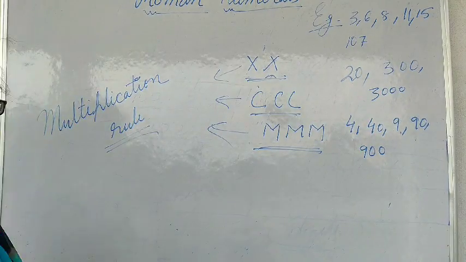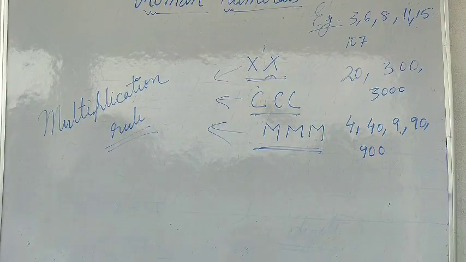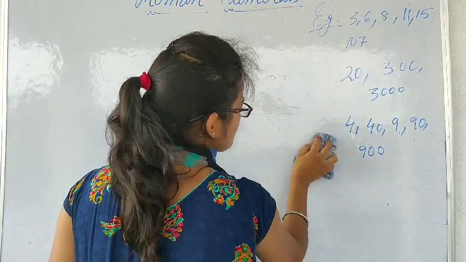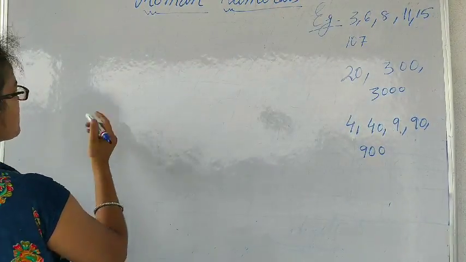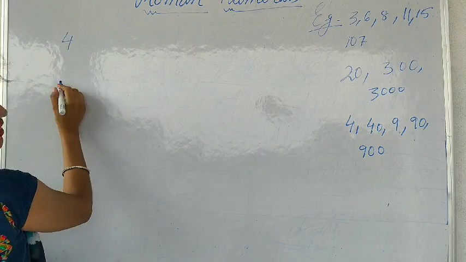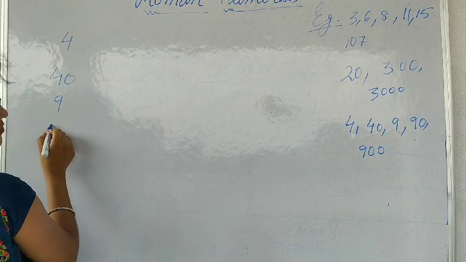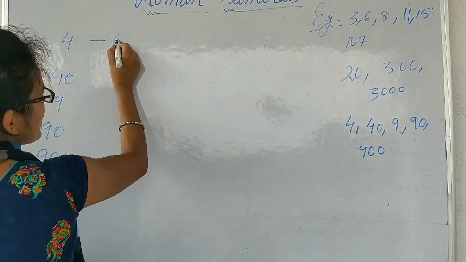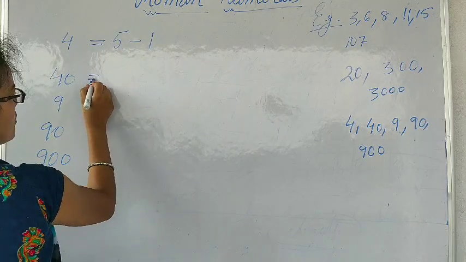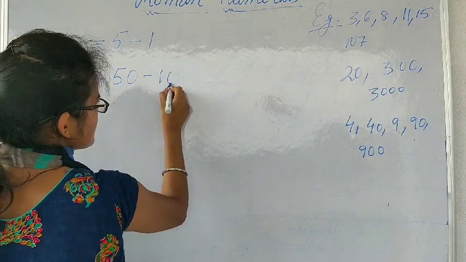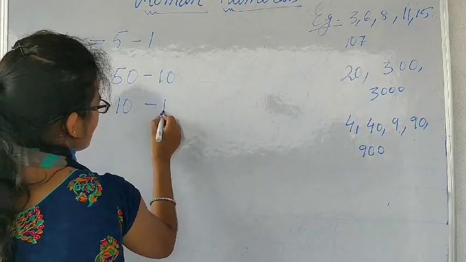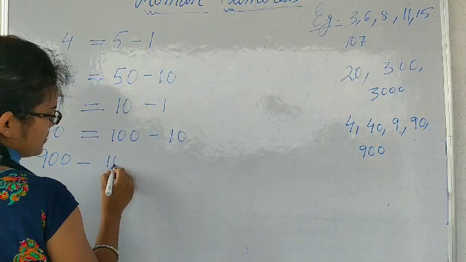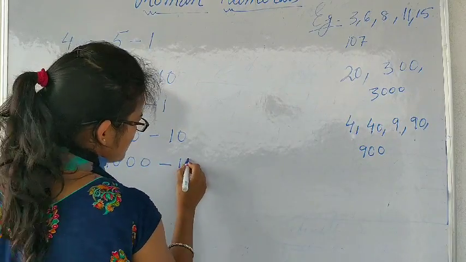And the last one is subtraction rule. When can we use subtraction rule? First, write these numbers in Roman numerals: 4, 40, 9, 90 and 900. So for 4, what can we write? 5 minus 1. For 40, we can write 50 minus 10. For 9, 10 minus 1. For 90, 100 minus 10. And for 900, 1000 minus 100.